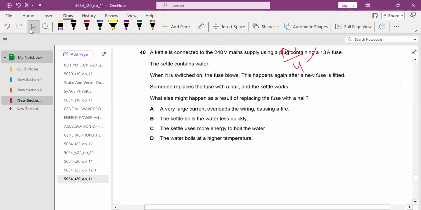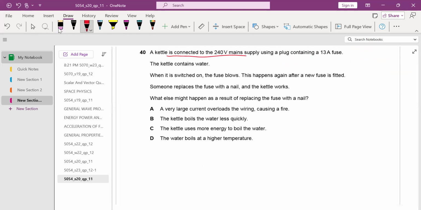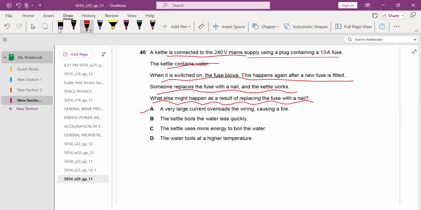Question number 40, last question of this paper. A kettle is connected to 240 volts main supply using a plug of 3 amperes fuse. The kettle contains water. When it is switched on, the fuse blows. This happens again and again after a new fuse is fitted. Someone replaces the fuse with a nail and the kettle works. What else might happen as a result of replacing the fuse with a nail? What will happen? A very large current overloads the wiring, causing a fire. Yes, so option A is correct for question number 40.